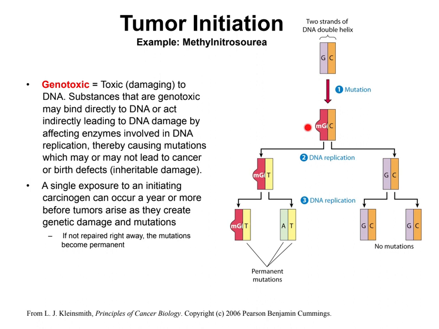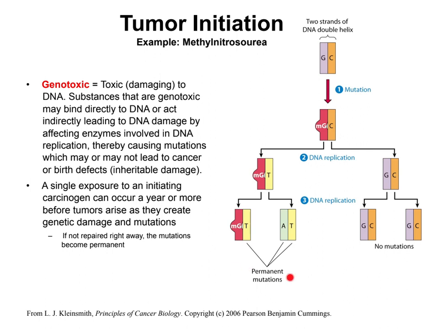Over here, when it's replicating the other side of the DNA double helix, it's going to look at this methylated guanine, and then it has to put in a nucleotide. So it looks at it and thinks, oh, this is actually an adenine and I need to put a thymine there. And then when we go to the second round of DNA replication, let's say the cell divides again, then this is going to be further embedded into the sequence.